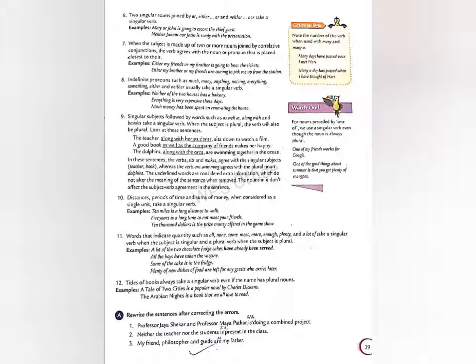12th, titles of books always take a singular verb even if the name has plural nouns. Yes, A Tale of Two Cities, it is a plural word but still we use is because we are talking about one single book. Though the title shows the plural sound, it is a single entity, that's why we are using a singular verb here.